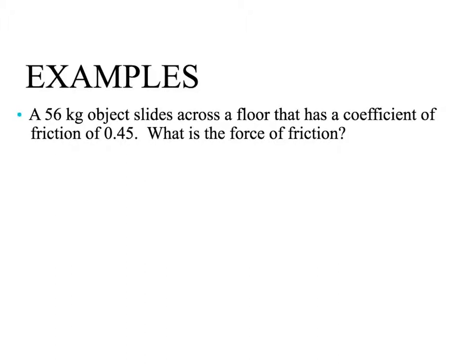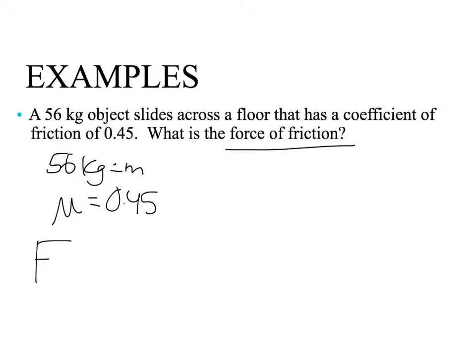All right, let's end with an example problem. We have a 56 kilogram object, which is our mass, slides across the floor and has a coefficient of friction that is equal to 0.45. And we want to know what the force of friction is overall. So the force of friction overall can be calculated by taking the force of friction equal to the coefficient of friction times the normal or support force.